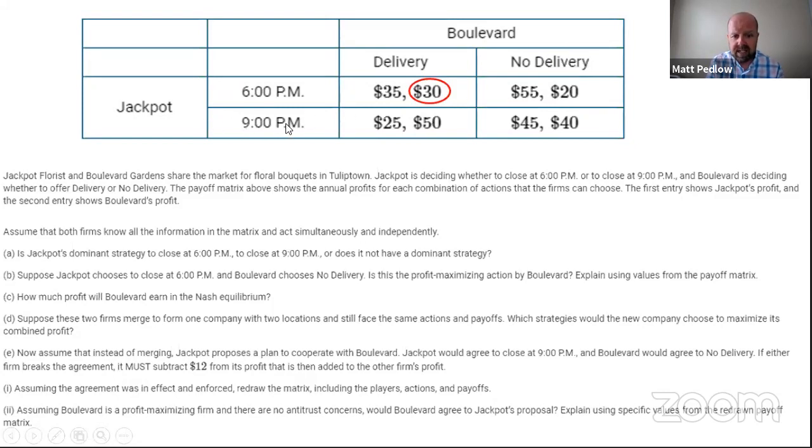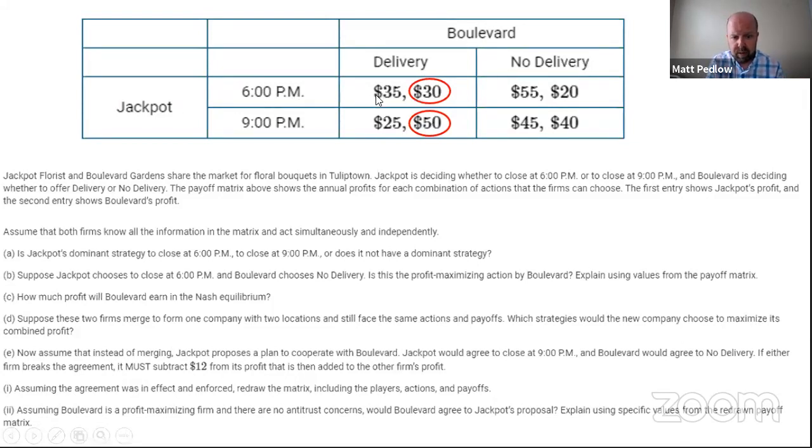And if Jackpot says, hey, we're going to stay open till 9, if Boulevard delivers, they get 50. If they don't deliver, they get 40. So Boulevard, no matter what, has a dominant strategy. They're always going to deliver. No matter when Jackpot closes, they're going to deliver their flowers. So let's say Boulevard delivers.